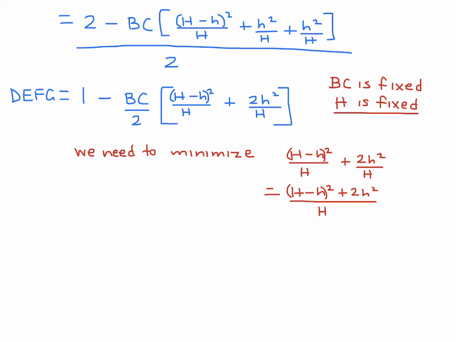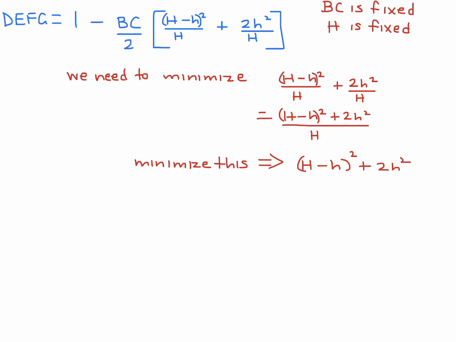Well, the first thing is h is fixed. So h never changes in this question. It's just the height of the big triangle, ABC. So we can get rid of that. We don't need to worry about that. It's like having 5 down here. So we can now concentrate on just the top. Let's minimize this: big H minus small h, squared, plus 2 small h squared. Let's minimize that.